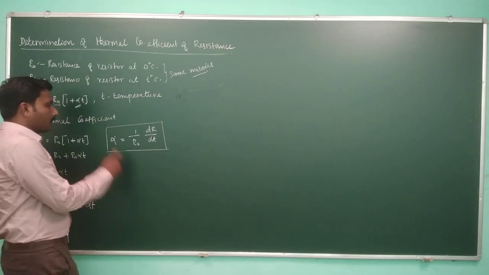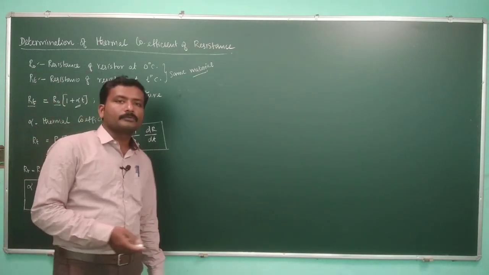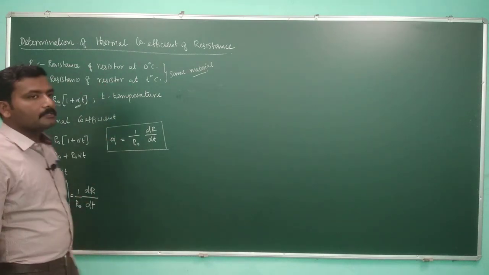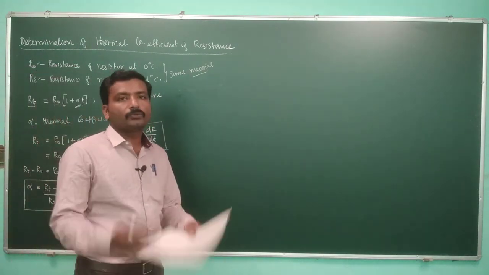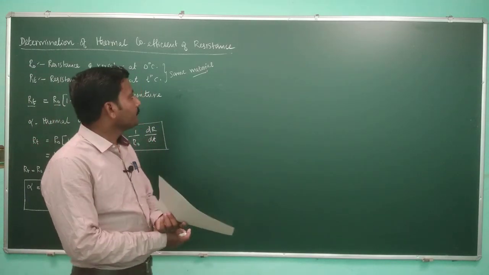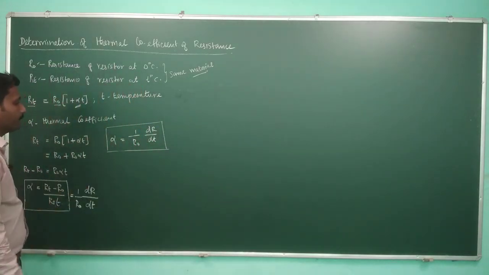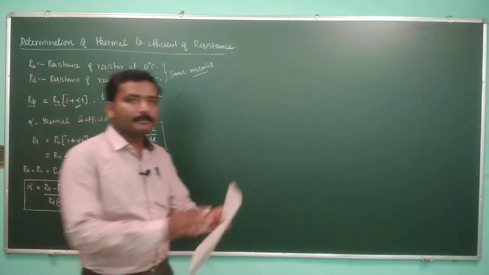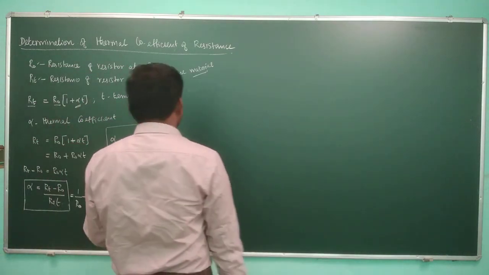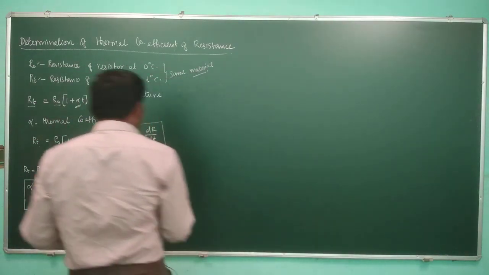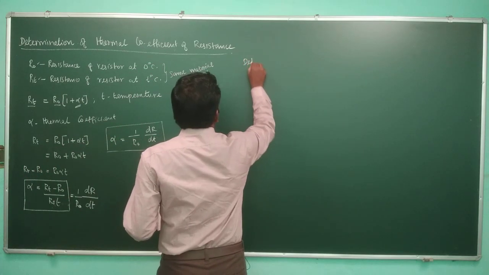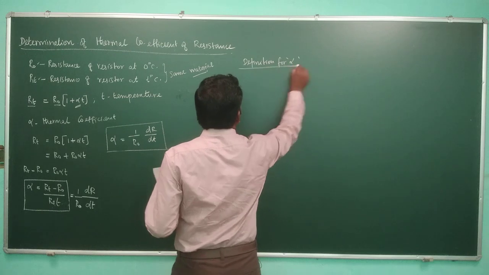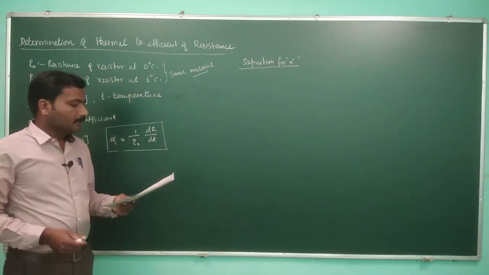So this is the common formula for any material given to you. If a material is given to you, you can estimate alpha using this formula. How to do that? Let's see an experiment. But before stepping into that experiment, let's formally define what thermal coefficient is in terms of a statement. Let me write down that statement. The formal definition for alpha, that is the thermal coefficient of resistance. How to write that?